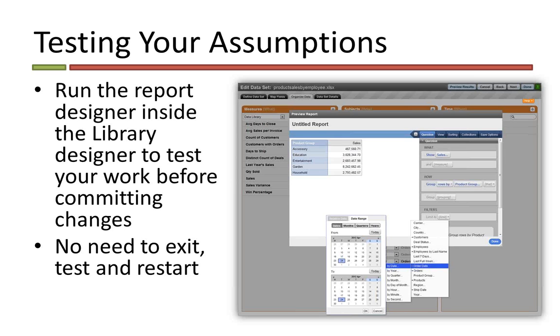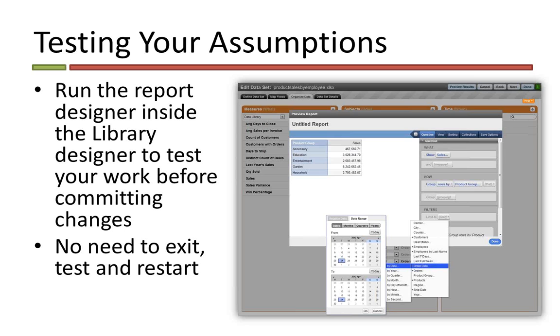Let's talk about testing your assumptions, and this is the one thing that I always find challenging in using other tools and technologies. I'm building something technical, and I need feedback along the way to let me determine that my assumptions are correct, that my calculations work, that my relationships are bound properly, things like that. One of the things that's very unique about Indicee is you can actually launch the report design tool right inside your library design environment.